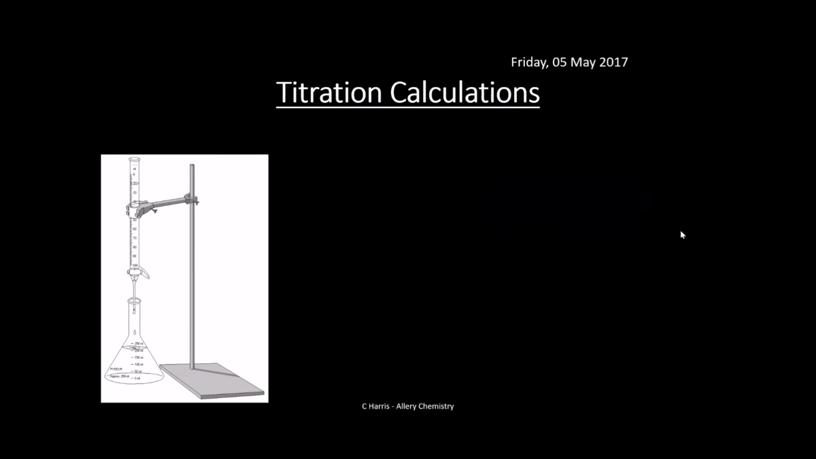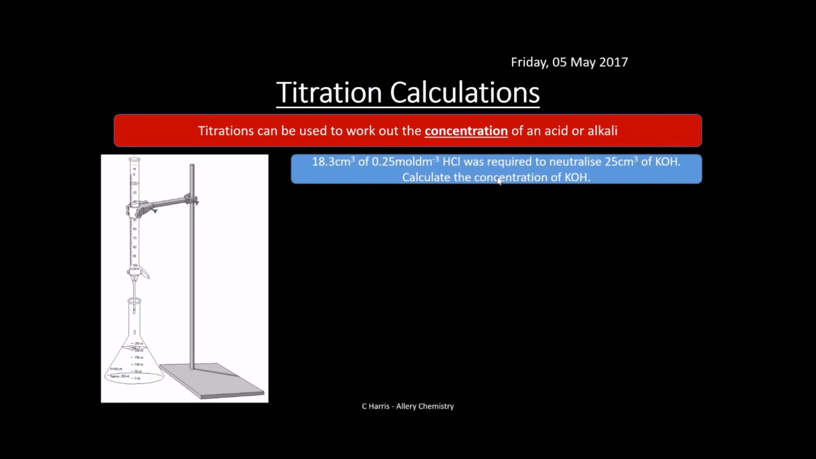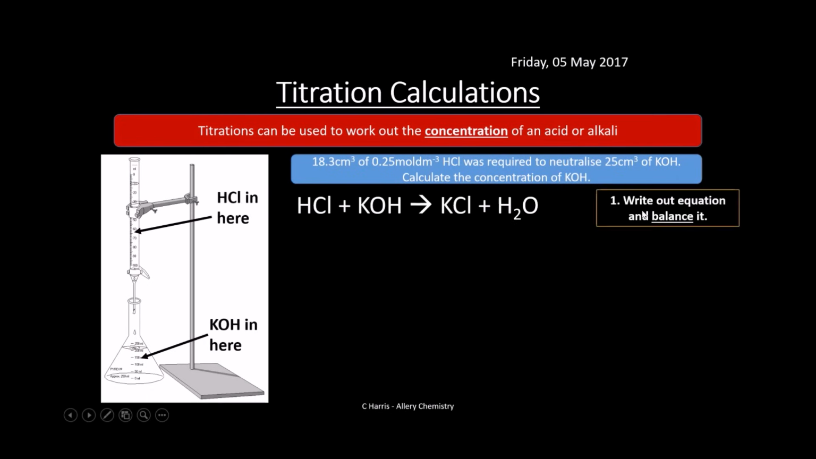Now, obviously, with titrations, you've got to be able to calculate these things. So here's an example of a calculation. Titrations can be used to work out the concentration of an acid or an alkali. We've got 18.3 centimetres cubed of 0.25 moles per dm cubed of HCl. This is required to neutralise 25 centimetres cubed of potassium hydroxide. What we're going to do is calculate the concentration of potassium hydroxide. So, let's have a look. HCl is in our burette this time, and our potassium hydroxide is in our conical flask. The reaction that's going to happen when we add the HCl to the potassium hydroxide is this reaction here. It's already balanced, so we don't need to add any numbers to it.